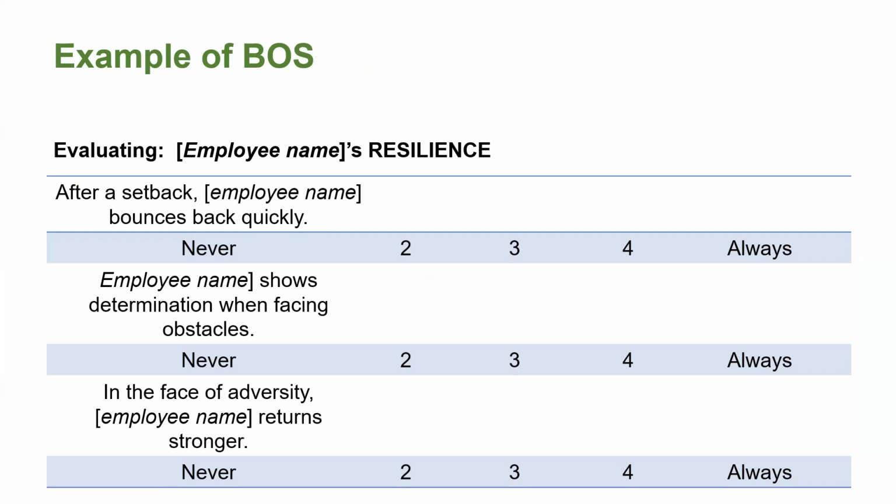So I would read each item, decide how often that employee engages in that specific behavior, and then I would tally up the total number of points to get an overall score. And again, the BOS is focusing on frequency versus the BARS, which focuses on the actual type of behavior.